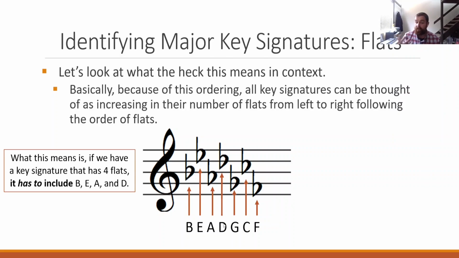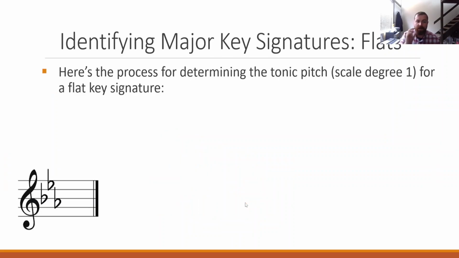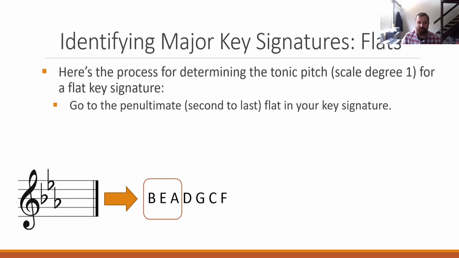It's not just a grab bag. Now, a composer could write pieces where all the G's are flat, all the F's are flat, whatever. They could do that, but they'd have to write the accidentals in the measure. Key signatures are standardized. So if we have 4 flats, it must be B, E, A, and D in that order. So here is the process for determining the tonic pitch for a flat key signature.